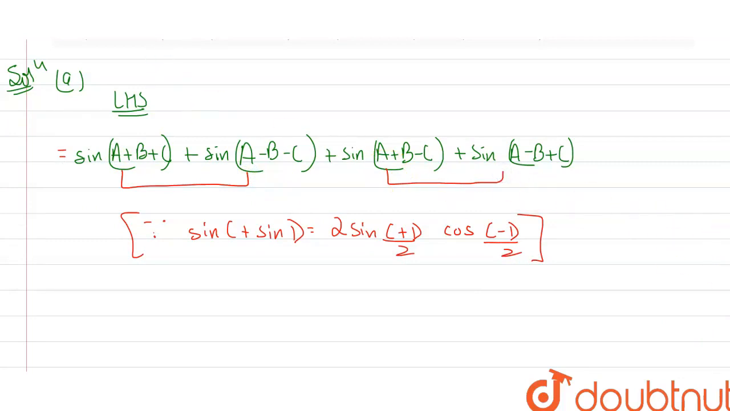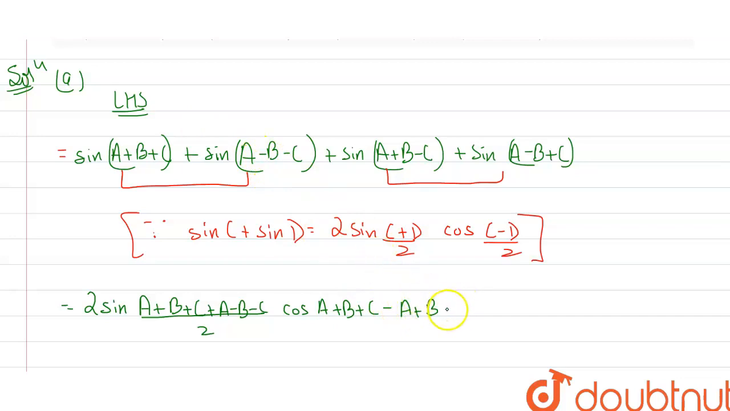If I expand these using this property, the first one will become 2 sin of ((A+B+C) plus (A-B-C)) divided by 2, and cos of C minus D, which is cos of ((A+B+C) minus (A-B-C)) divided by 2. The minus sign distributes, so A minus A, B plus B, and C plus C, all divided by 2.